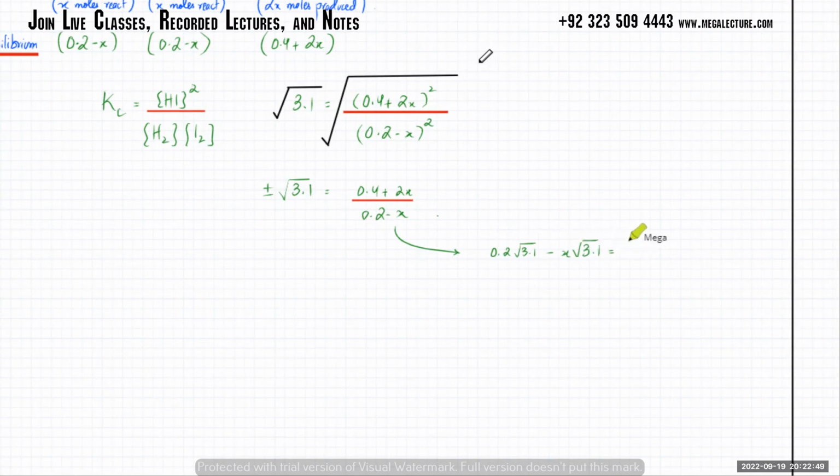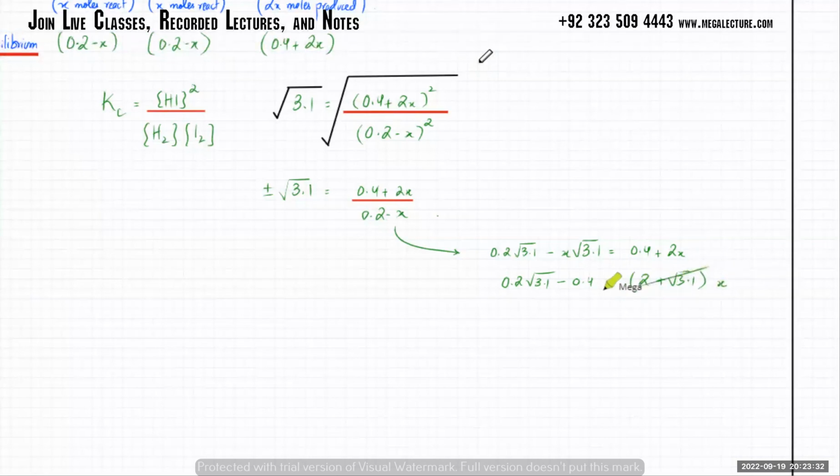And on the other side, I've got 0.4 plus 2x. You have to be very careful with this. I mean, there's a lot of chances of making silly mistakes. So I get 0.4 plus 2x. I put the x's together, so it's going to be 0.2 times 3.1 under root and minus 0.4. Bring the minus 0.4 to this side, take the x on the other side, so it's going to be 2 plus 3.1 under root. And that's going to be your x.